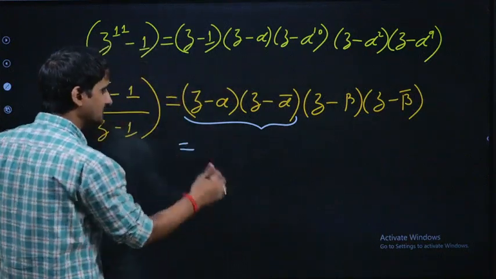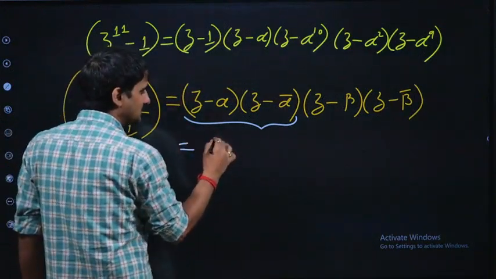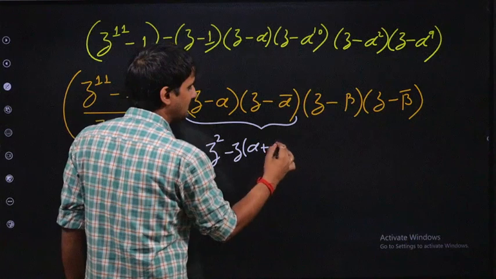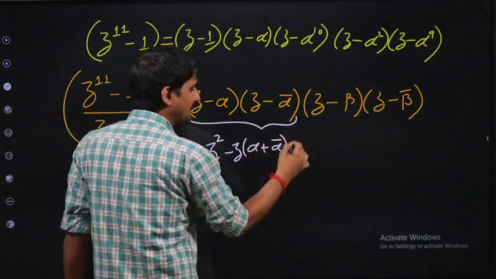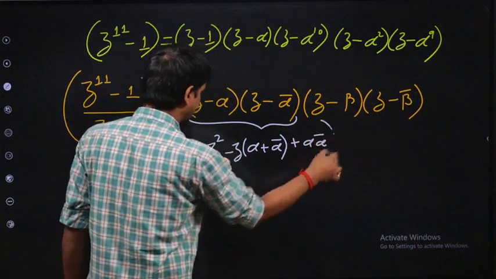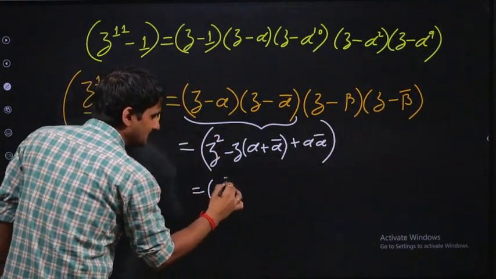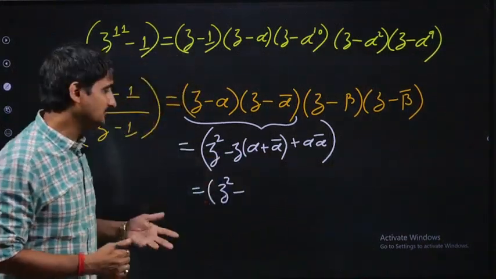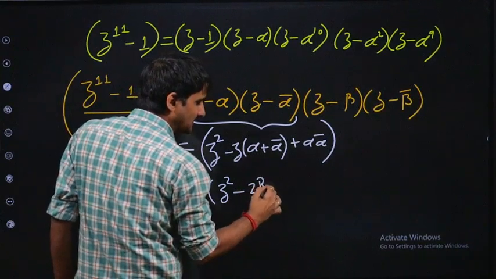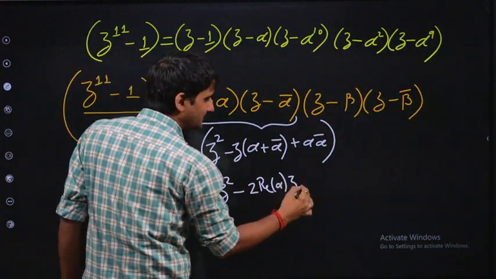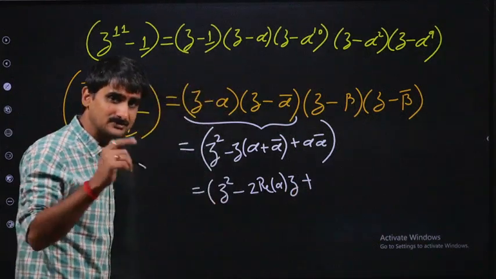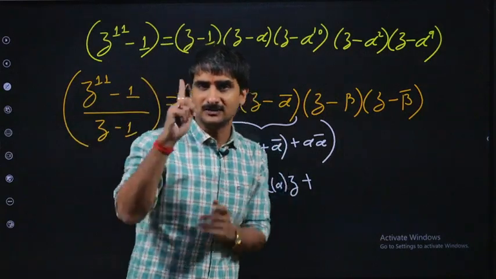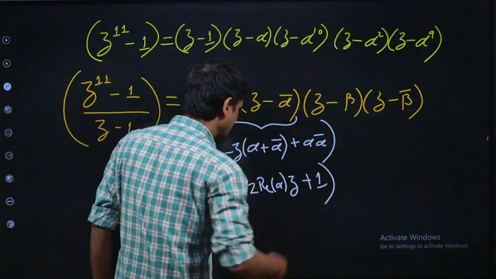So let's take up the first one. So multiply it. So what do we get? z square minus z times alpha plus alpha bar, plus alpha times alpha bar. So it's z square minus, if you add a complex number and its conjugate, you get 2 times the real part. So 2 times the real part of alpha into z, plus z into z bar, which is mod z whole square, and it's a root of unity. So the modulus of alpha is 1. So that's 1.